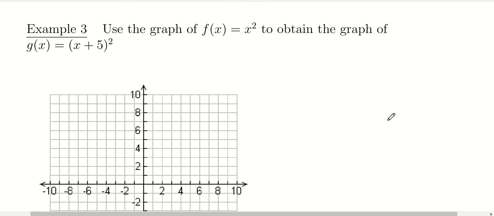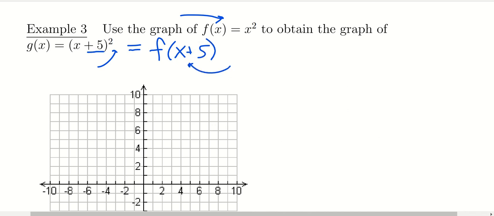Let's take a look at example 3. We want to use the graph of f of x equals x squared to obtain the graph of g of x equals (x plus 5) squared. So we look at the expression for g, and we see that at its heart, it looks like something that's to the second power. So that immediately makes us think that this is going to be a relative of the parent function f of x equals x squared. We can rewrite g of x as f evaluated at x plus 5. So the transformation here is that we have an addition on the inside of the function, right? We're adding 5 on the inside of that square, and that's going to be a horizontal shift.